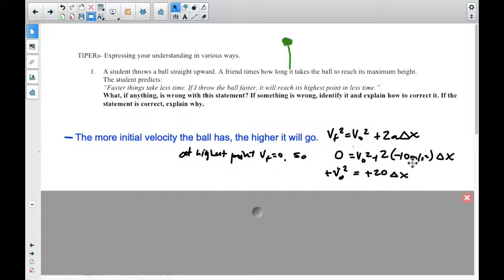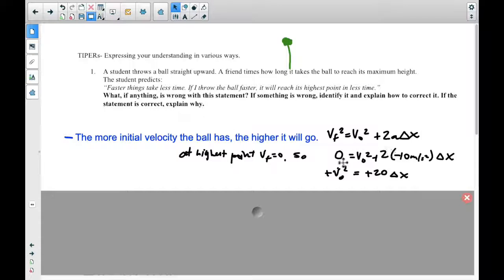And so I'm going to use this formula to prove my point. Final velocity at the top of the throw is 0. Initial velocity is what we're kind of talking about here. I do know the acceleration is -10, and I'm looking at how high it goes, which I'm calling delta x. I could call it delta y if I wanted to.